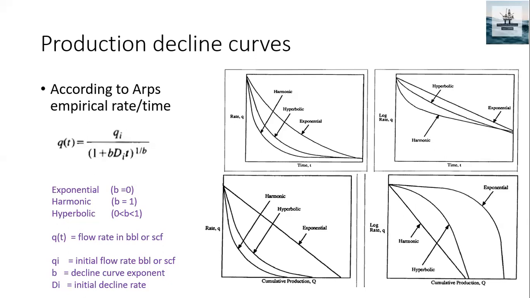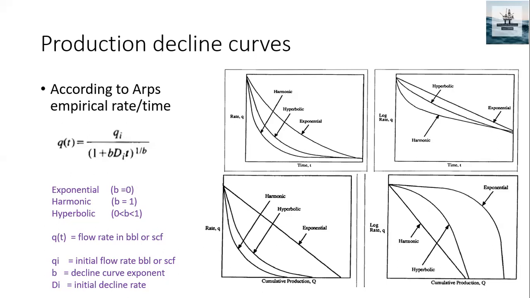The equation for these graphs is given as Qt equals Qi by (1 plus b Di t) whole power 1 by b. Qt represents the flow rate at any time, so time has to be defined. Qi represents the initial flow rate. b is an exponent that is different for different equations. For exponential, it will be 0. For harmonic, it will be 1. And for hyperbolic, it will be between 0 and 1.